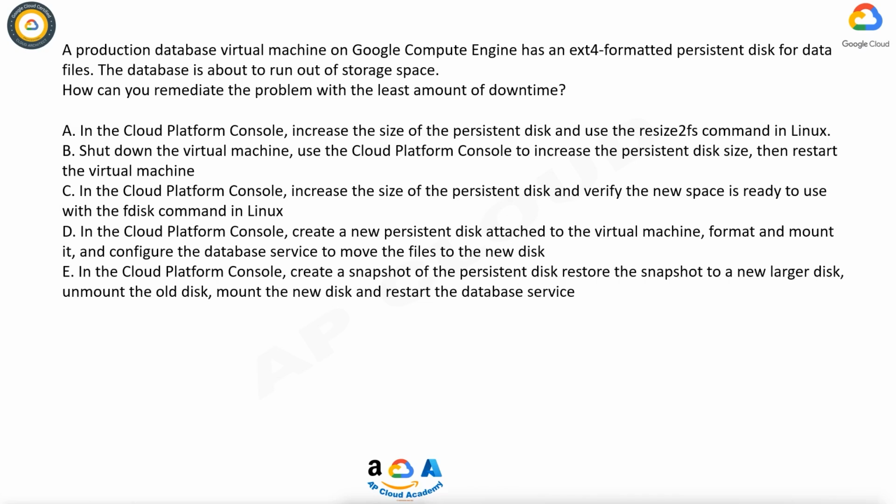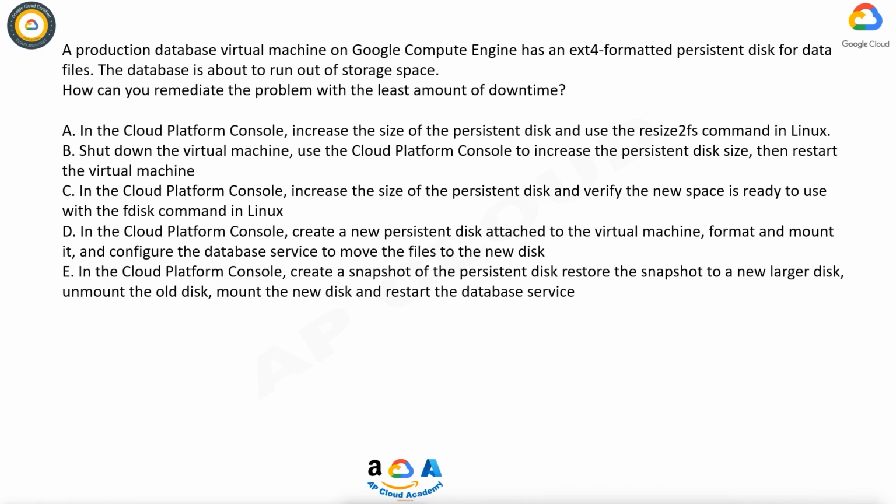A production database virtual machine on Google Compute Engine has an ext4 formatted persistent disk for data files. The database is about to run out of storage space. How can you remediate the problem with the least amount of downtime?